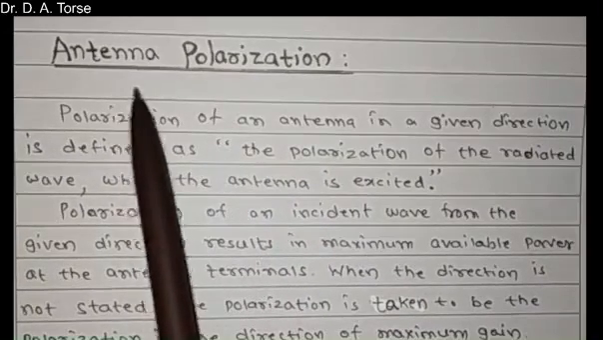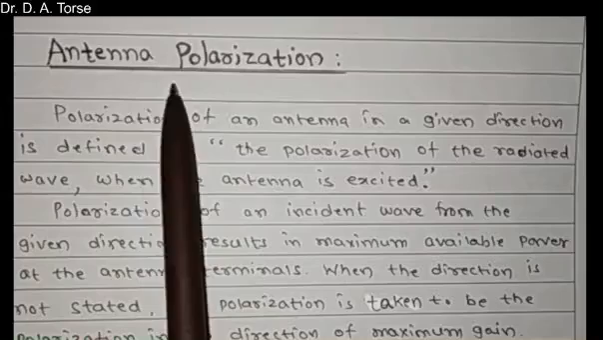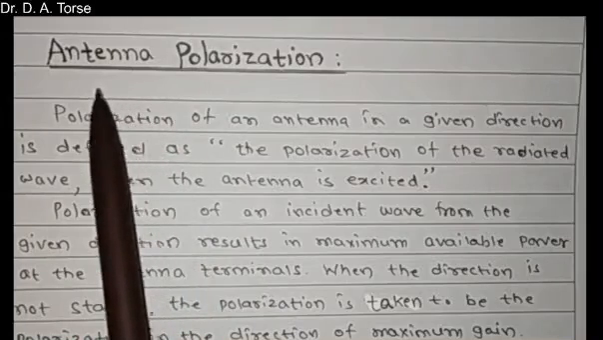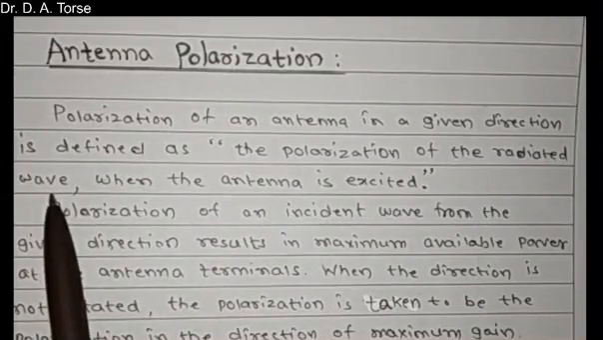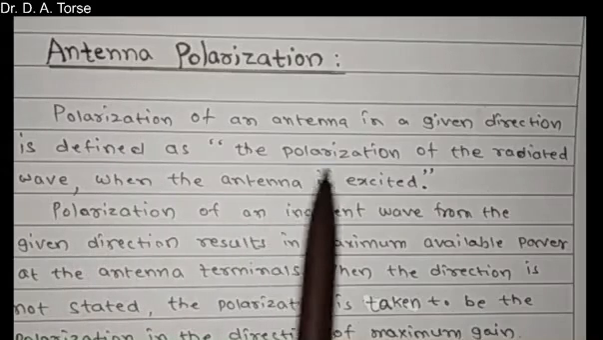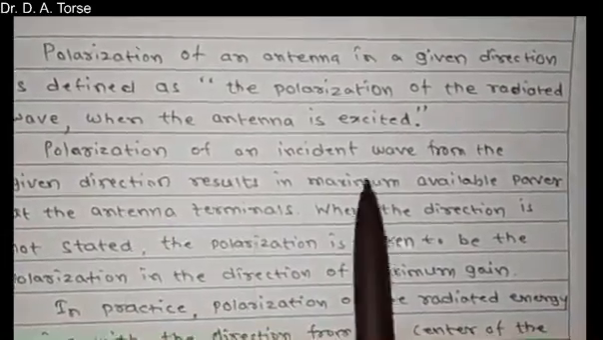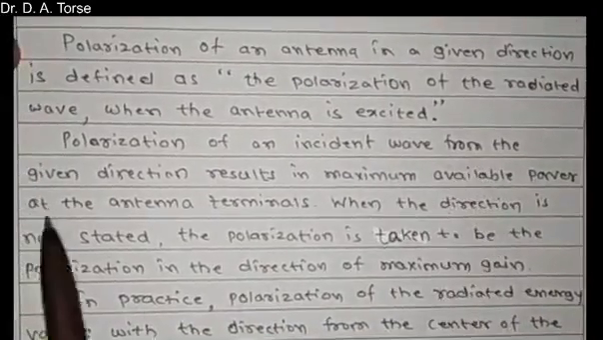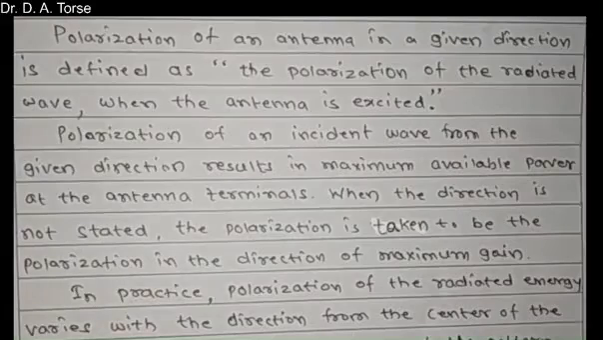So basically there is no polarization of antenna. It's not antenna polarization. It is polarization of the waves or field radiated by the antenna. So the polarization of the radiated wave is defined as the polarization of the antenna, and of course the waves are radiated by an antenna when it is excited. The polarization of an incident wave from the given direction results in maximum available power at the antenna terminals. So the polarization is important because it tells us the direction in which the maximum radiation is happening.